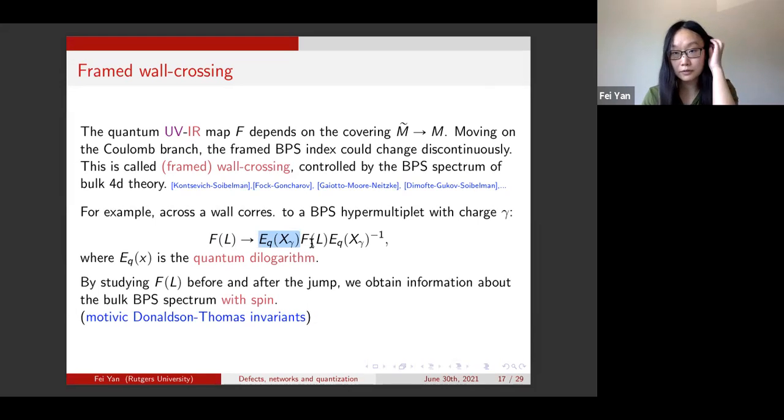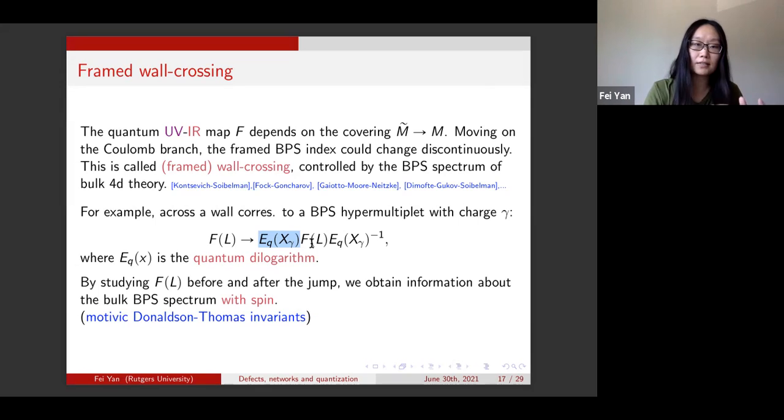However, in higher rank, for example for GL3, there will be much more complicated walls, where one could have not just BPS hypers or vectors, but higher spin multiplets. In that case, I'm not saying it's impossible to check, but it's a lot more difficult to check whether this quantum UV-IR map is consistent with the framed wall crossing behavior, and we are not able to do that for the higher n case.